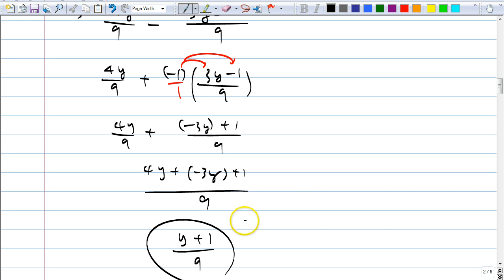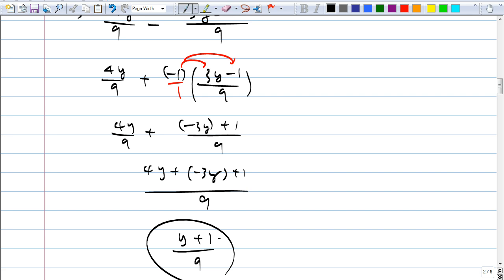Can you factor the numerator at all? Can you factor the denominator? No. So you're done. That's all you could do. Easy? How many people got y plus 1 over 9 as the answer? Very good. Do you sort of remember now things that you sort of forgot?